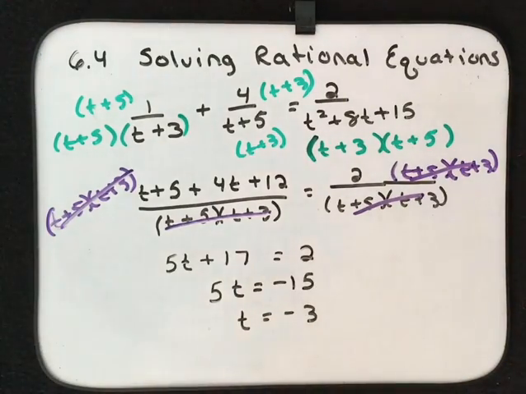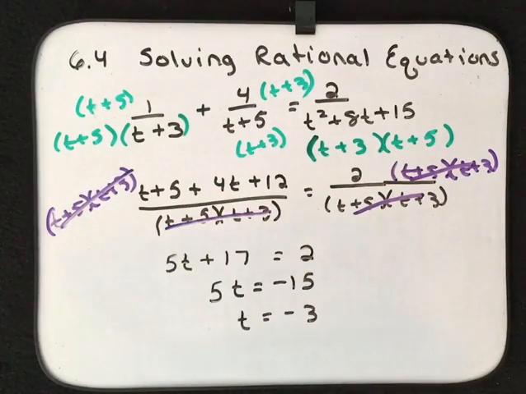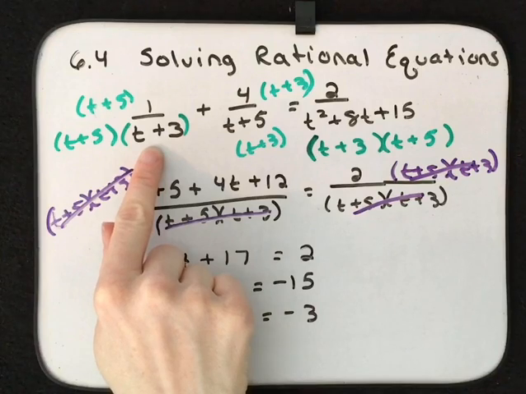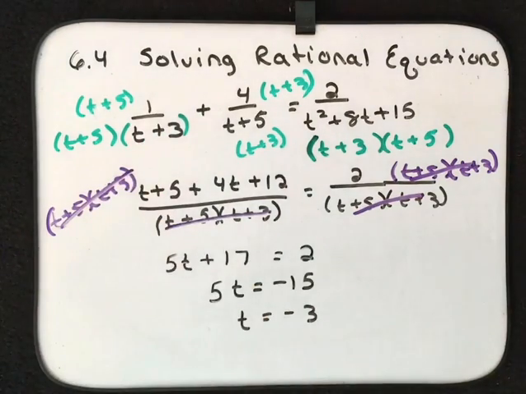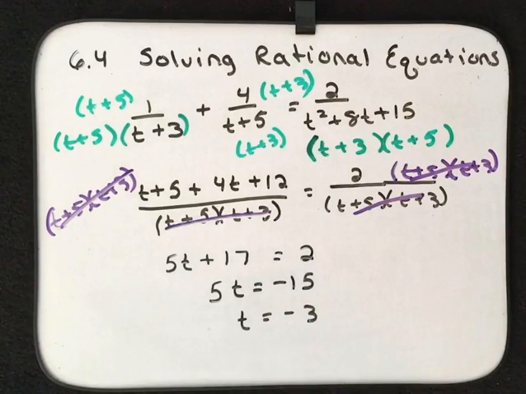Let's look at this for a second. t equals negative 3. Look back at the original question. In the denominator right here, we have t plus 3. If I were to put negative 3 in for t, we're going to get 0 in the denominator here, and we're going to have division by 0. We cannot have division by 0. If we were to put the negative 3 here, same thing's going to happen, and we'll get division by 0.